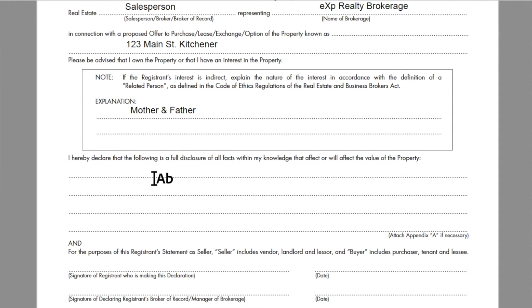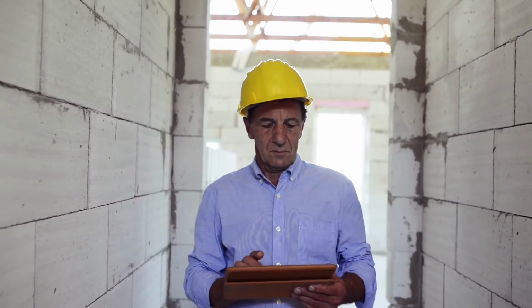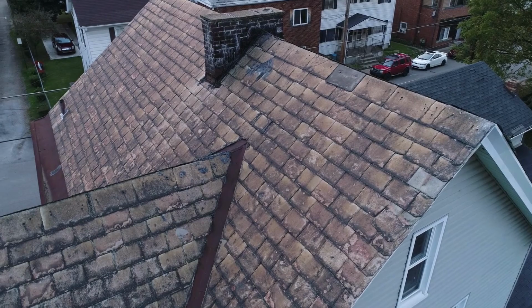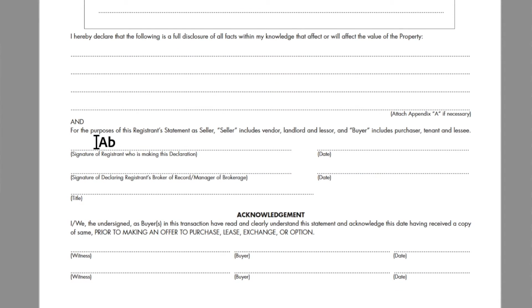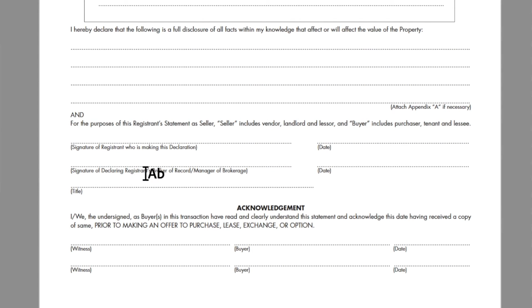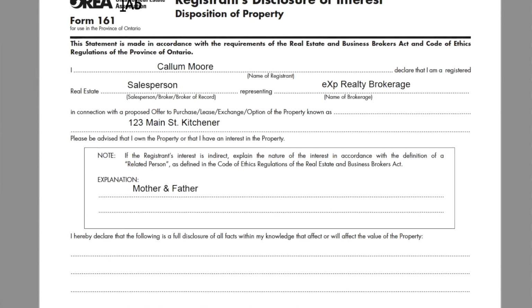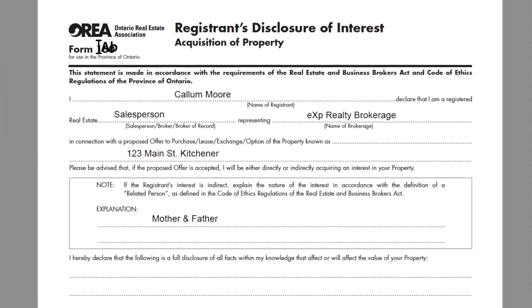Below, as mentioned, is where you would fully disclose any details of which you are aware that would affect the value of the property. This is no different from any scenario where we must divulge information regarding latent defects. If there are any latent defects, a defect which could not have been reasonably discovered by a non-invasive home inspection, we must indicate it here. And below that, same as the Form 160, we will sign, our broker of record or managing broker will sign, and now the cooperating agent will have their buyer sign and present it with their offer. And that's basically it. Shorter forms for sure, the Form 160 and 161, Disclosure of Interest.